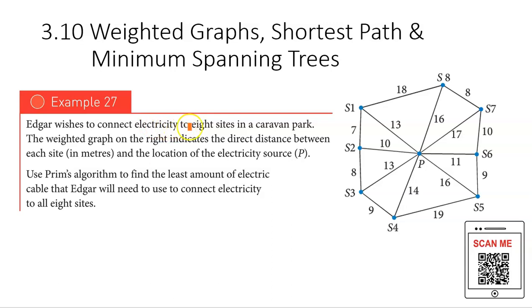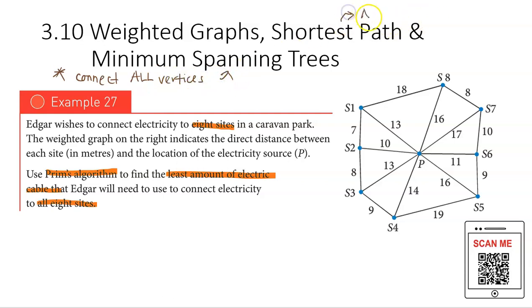So we wish to connect electricity to 8 sites in a park. This one is the weighted graph because you have values over here and the location of the electricity source P. They ask you to use Prim's algorithm to find the least amount of electric cable that will be connected to all 8 sites. One of the important keywords in the minimum spanning tree is you need to connect all vertices. So this one is a minimum spanning tree.